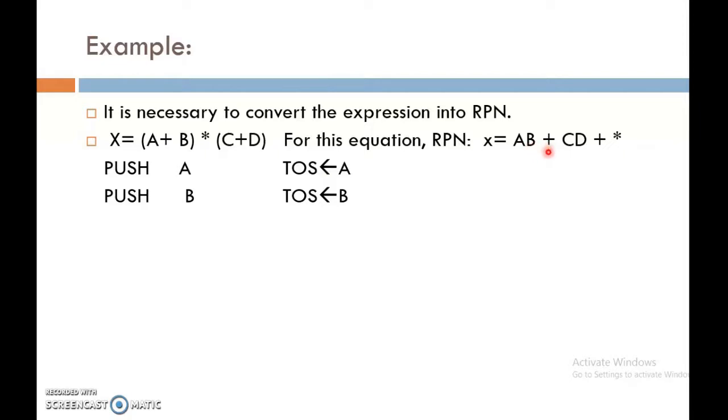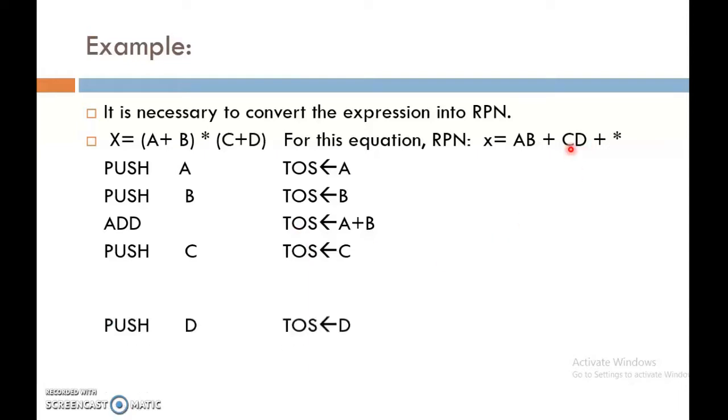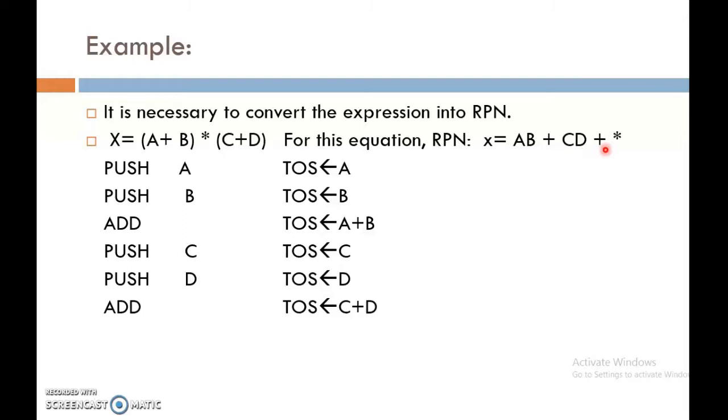Then the third thing is addition. So we have to perform add operation on the top of the stack, A and B, two topmost elements A and B, and the result will be stored on the top of the stack. Now again push value C into the stack, again push D into the stack, and then again we have addition. So C and D will be added, that means the two topmost elements C and D will be added and the answer will be stored on the top of the stack.